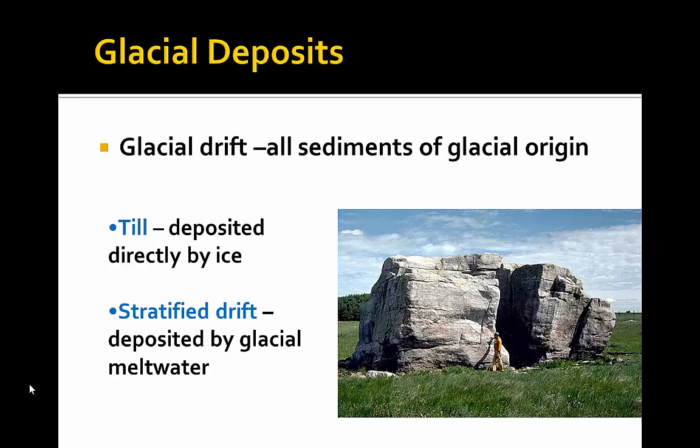So in this photo on the lower right, you can see a person standing next to this massive rock, which was deposited by a glacier. You know instantly that this is going to be till and not stratified drift because glacial meltwater is not going to be able to move something that massive.